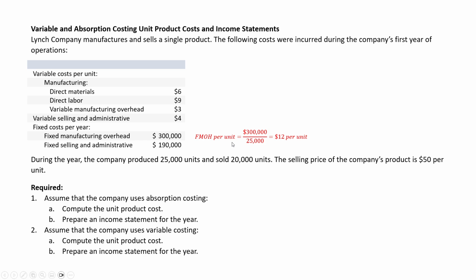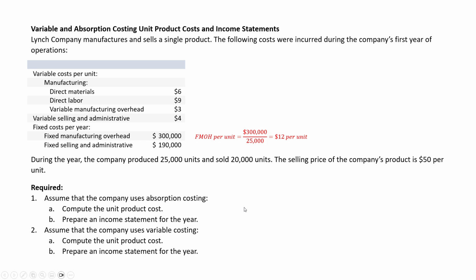I will note that I used the number of units produced, 25,000, not the number of units sold, 20,000, because keep in mind that the $300,000 went into the 25,000 units produced, irrespective of whether they're still on hand or sold. So that's one important thing.